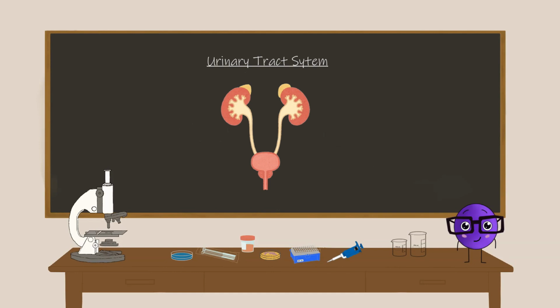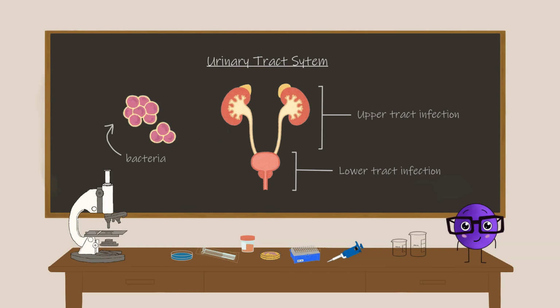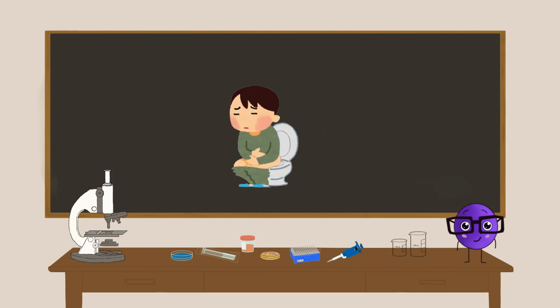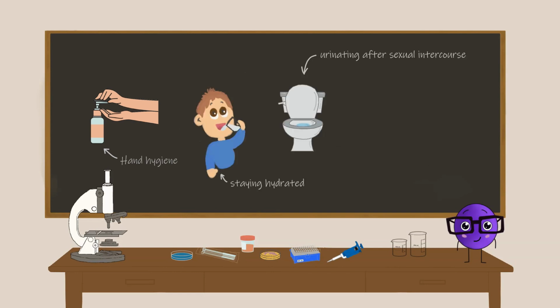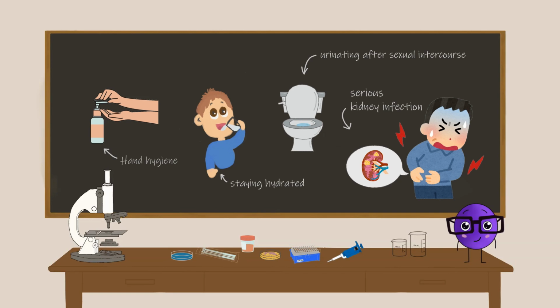UTIs are categorized as either being lower or upper tract infections based on the location of the infection. Predominantly, they are caused by bacteria, but other pathogens can also be involved. Symptoms include a strong urge to urinate, a burning sensation during urination, cloudy or strong smelling urine, and pelvic pain. UTIs can be treated with antibiotics, but preventative measures such as good hygiene, staying hydrated, and urinating after sexual intercourse can help reduce the risk. If left untreated, UTIs can lead to more serious kidney infections.